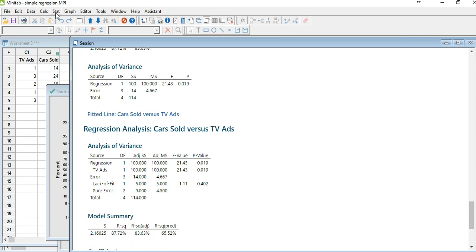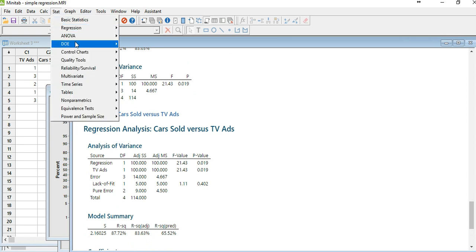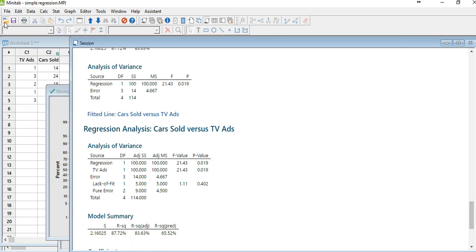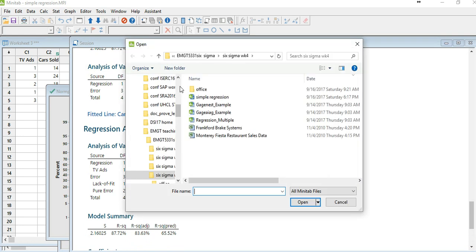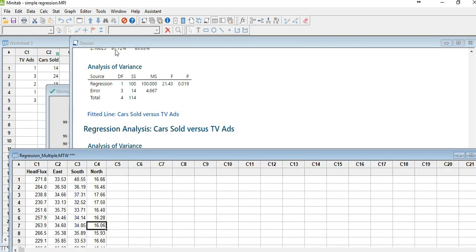Okay, so now let's do multiple linear regression. Open the data, regression multiple. Okay, and we look at the data. So the first column corresponds to the response variable, which is heat flux, and then the second column corresponds to east, west, north, south, and the noise. Okay, those are the three predictor variables, or variables related to the causes.